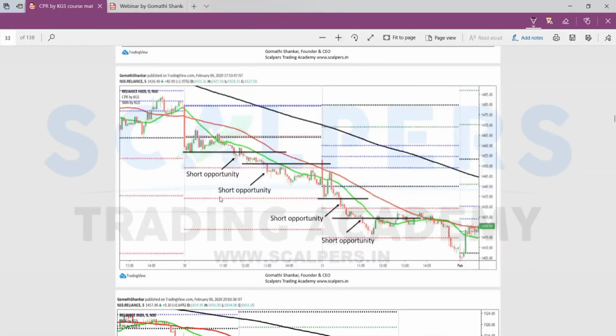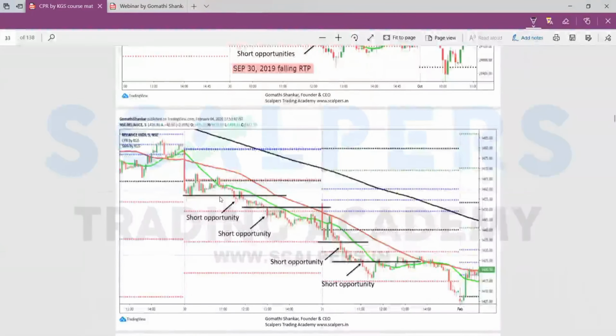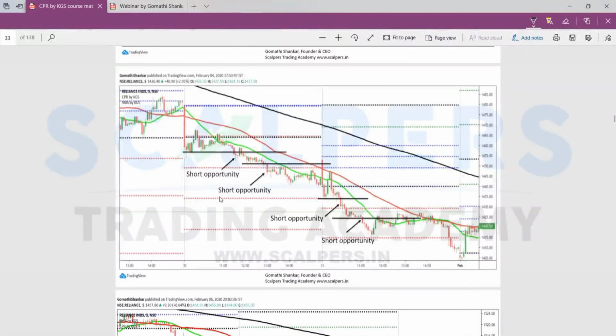See, this concept works everywhere. Stocks, index, crude oil, everywhere you can apply this. Even in crude oil, I will show you the example. See, each and every time the candle is breaking the day low. This is Reliance Industries. Each and every time the candle is breaking the day low.